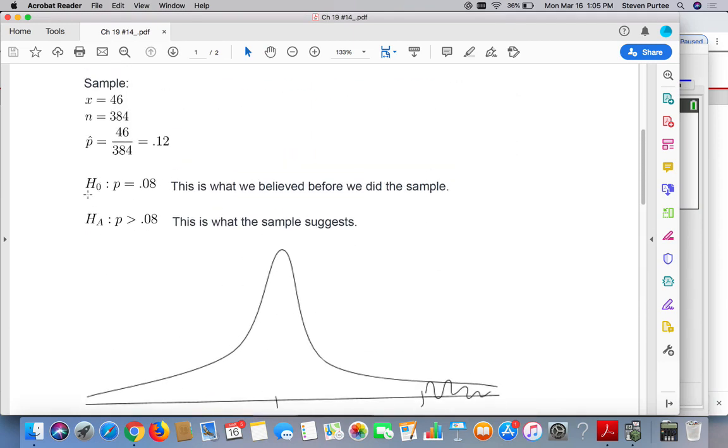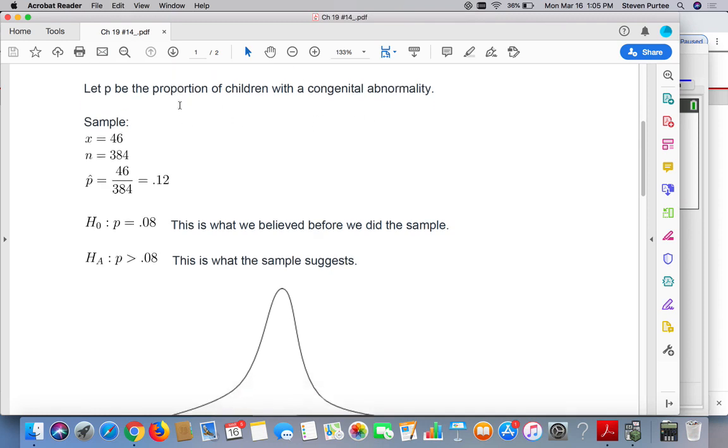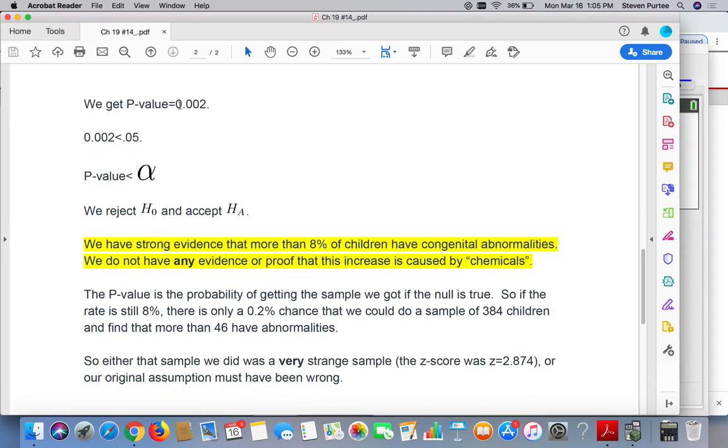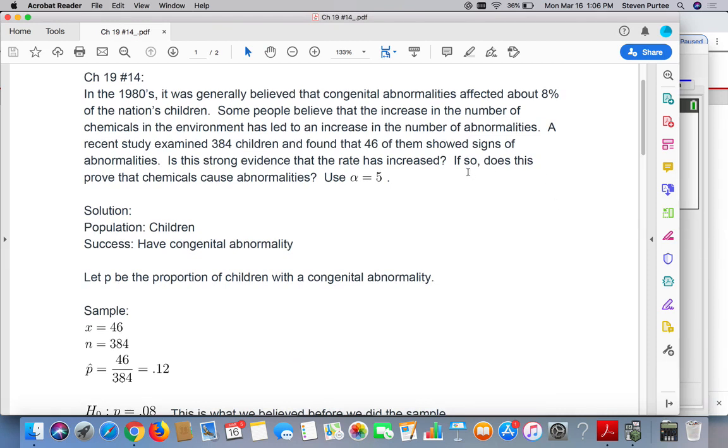The alternative hypothesis says more than 8% of kids have abnormalities. More than 8% of this did that. So we have strong evidence that more than 8% of children have abnormalities. That's our conclusion. Then there's this follow-up question.